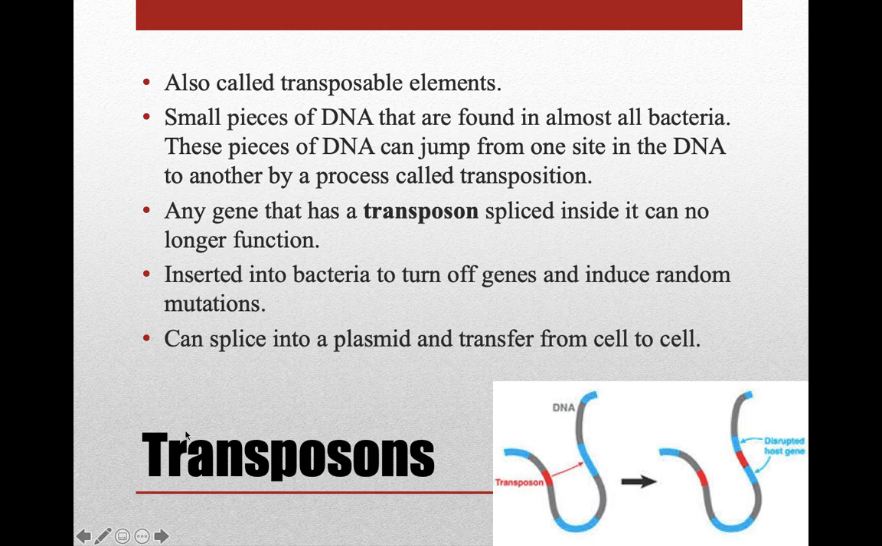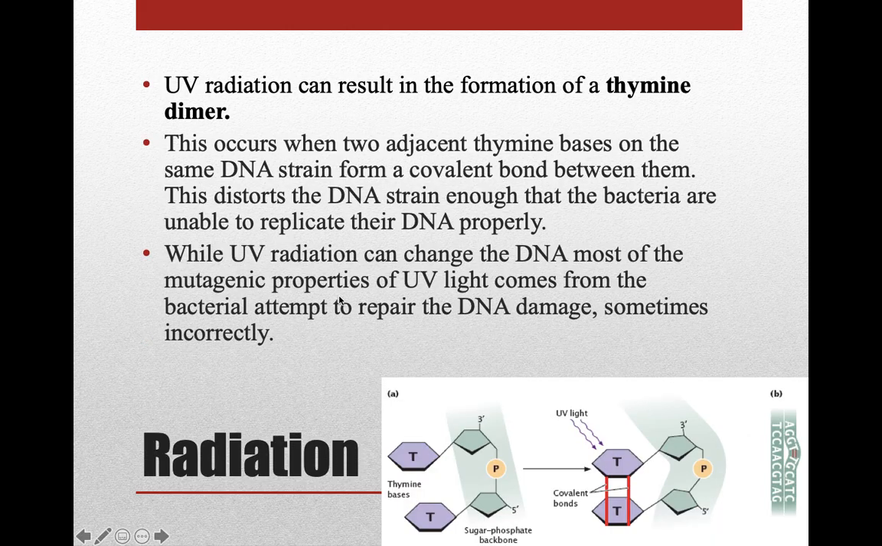Now, these things are interesting because they can also spread from cell to cell. They can jump inside of plasmids, too. And then plasmids, as we'll talk about in a second, can be passed around through the process of conjugation, bacterial sexual reproduction. So radiation is a good way to induce mutations.